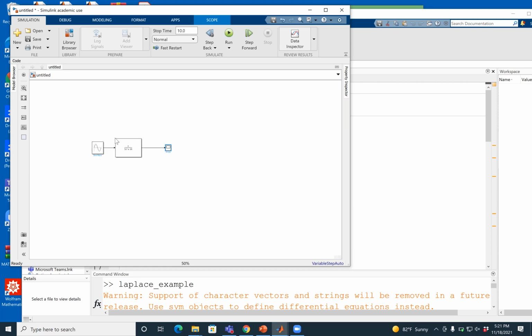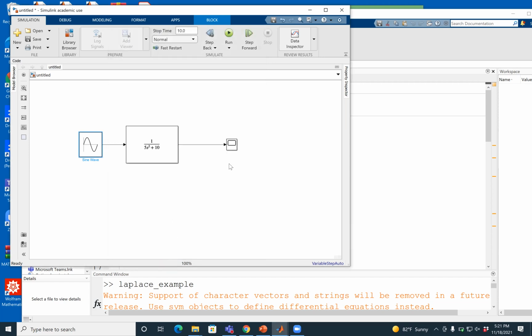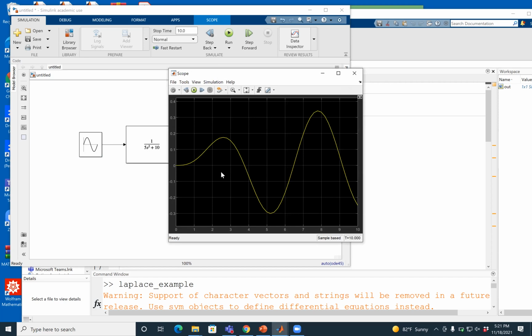So if you click on this, let's look at what is the magnitude of the sine wave. Amplitude is 1, frequency is 1. So I run this and look at the scope, and that gives you the solution.